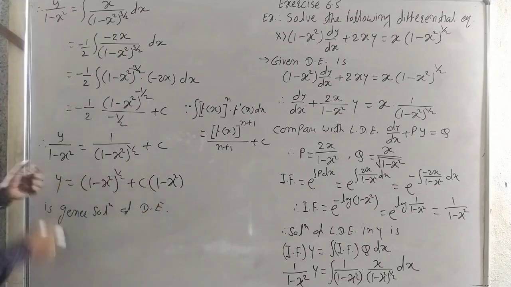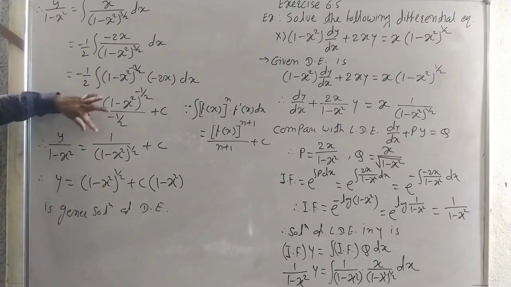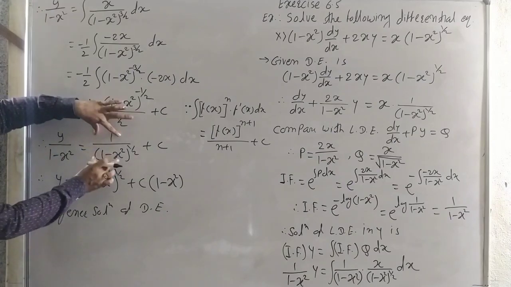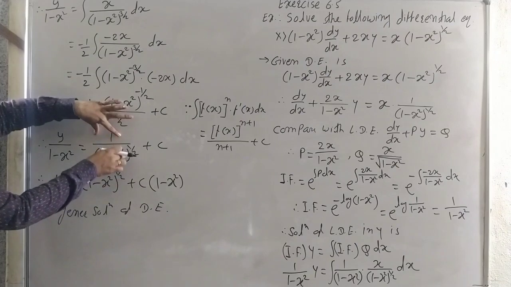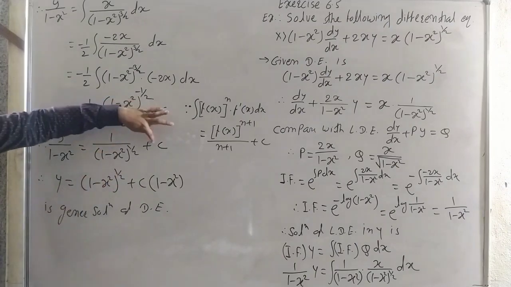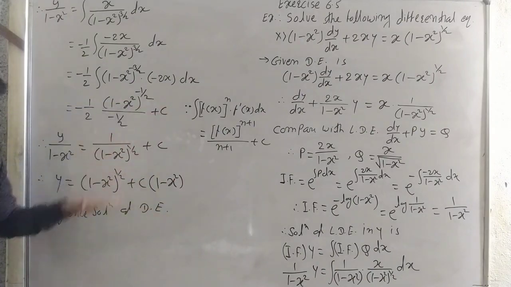Okay, see carefully this step. When we multiply by 1 minus x square, here we get y, but here in the multiple 1 minus x square, it was in the numerator 1 minus x square, and in the denominator 1 minus x square to the power 1 by 2. So we get 1 minus x square to the power 1 by 2, and here we multiply by the 1 minus x square. It is the solution.